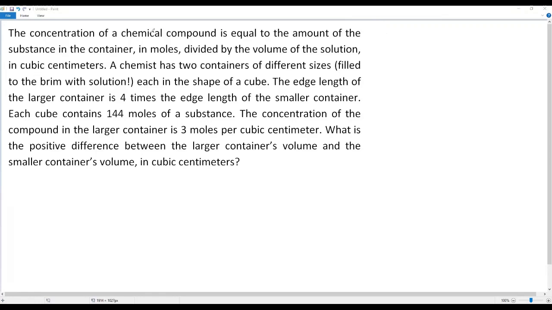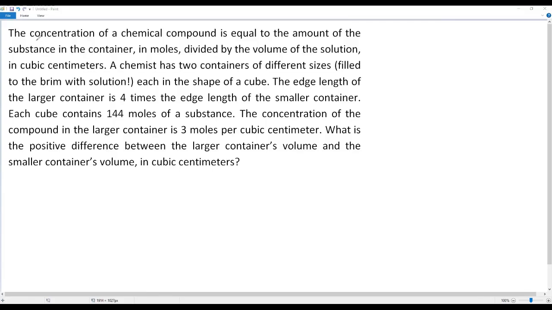The concentration of a chemical compound is equal to the amount of the substance in the container in moles divided by the volume of the solution in cubic centimeters. A chemist has two containers of different sizes filled to the brim with solution, each in the shape of a cube. The edge length of the larger container is 4 times the edge length of the smaller container. Each cube contains 144 moles of a substance. The concentration of the compound in the larger container is 3 moles per cubic centimeter. What is the positive difference between the larger container's volume and the smaller container's volume in cubic centimeters?